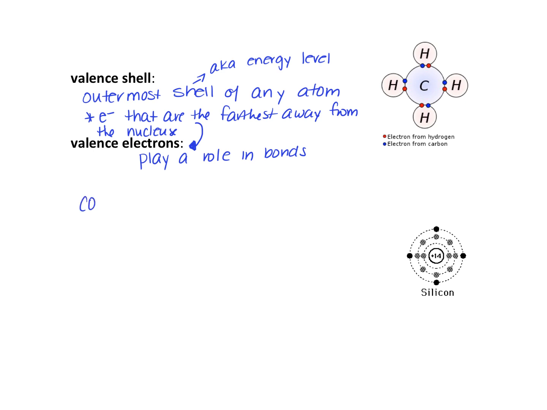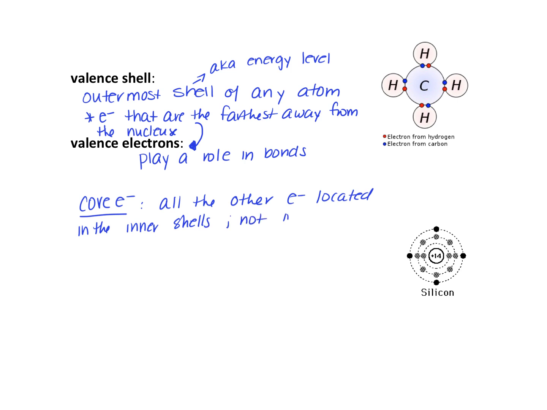It's important to know that we also have core electrons. And these are all of the other electrons that are located in the inner shells. So core electrons are just all the other electrons located in the inner shells. They are not involved in bonding. Okay? So a really good example of this is, for example, silicon here.